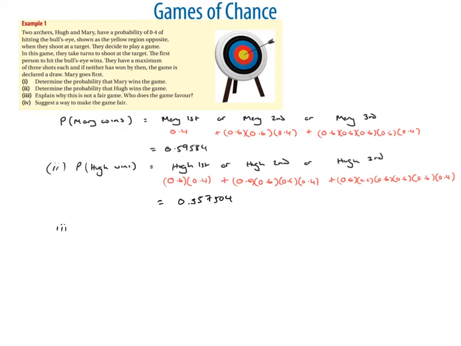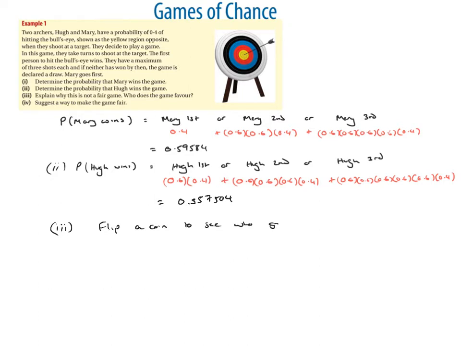Why is this not a fair game? Well, it's quite obvious here. Because they both have the same probability of hitting the bullseye, the person who goes first has an inherent advantage, as they get to have a shot before the other person. So what would be a fair way to make the game? It obviously favours Mary, because she's going first. So the easiest way to make this a fair game would be to flip a coin to see who goes first.